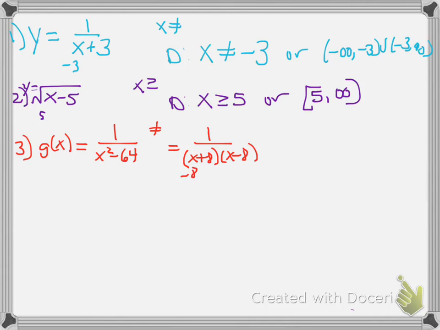Negative 8 makes it 0, and positive 8 makes it 0. So when we do my domain, x cannot be either one of those things. So x does not equal positive 8 or negative 8. We can write it as plus or minus 8.